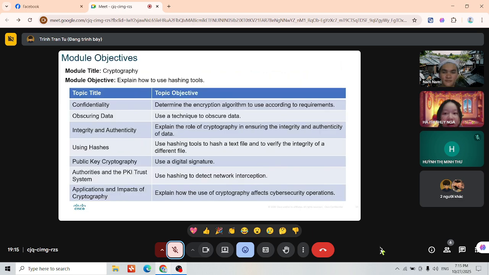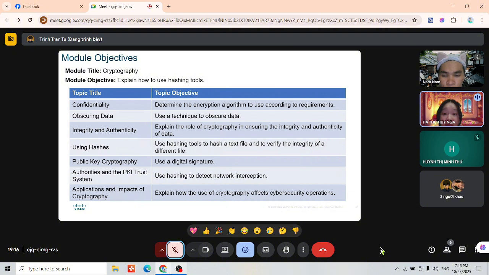And next, before we start our main content, let's take a quick look at the overview of this module. There are 7 main parts. The first, confidentiality, choosing the right encryption algorithm for different security needs. The second, obscuring data, using different techniques to hide or mask data.